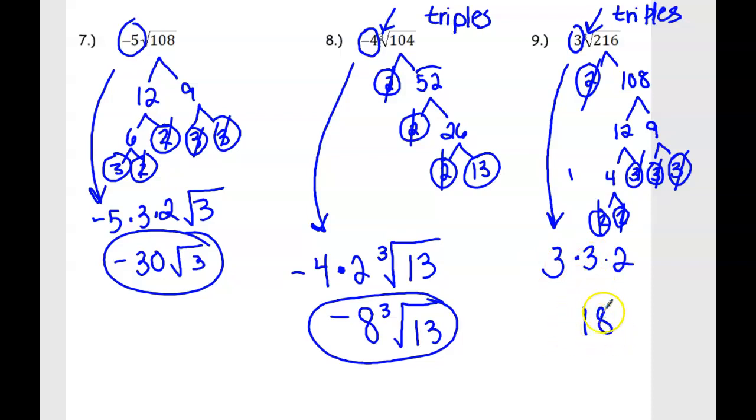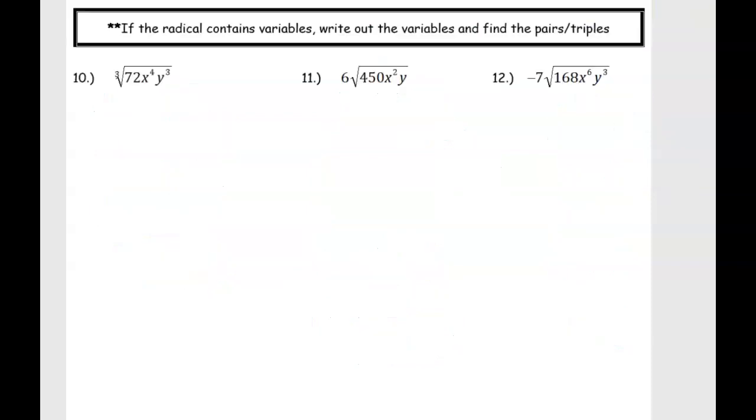All right, so what that means, okay, is I don't need the radical sign. So the number 216 is actually a perfect cube, we call it. So meaning that if we took 6 times 6 times 6, we would get 216. So we ended up with 3 times 6, which is 18. Okay, so moving on. All right, now if the radical contains any variables, now this is going to be important.